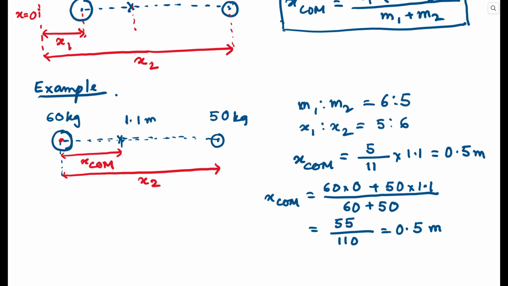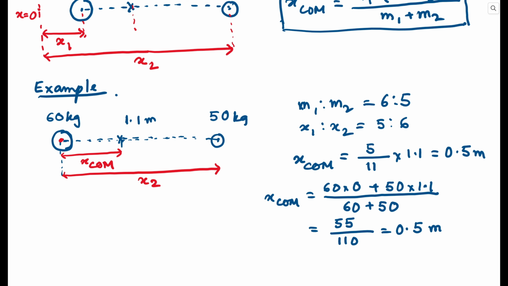So it does not matter which method you are using. Whichever method you find easier to understand, use it, but both should give you the same answer. The key thing to remember is if we have a specific reference point, that means we want to measure the location of the center of mass from a specific object, then choose the reference point at the location of that object.